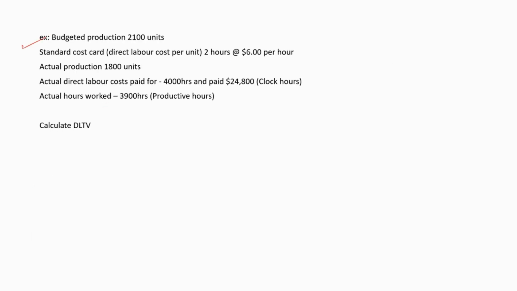Now let's do this example. As you now know, we do not consider the budgeted production units. Calculate the direct labor total variance, which is equal to standard direct labor cost minus the actual direct labor cost. What is the standard direct labor cost per unit? It is equal to 2 multiplied by 6, which is $12 per unit. We have to multiply this value by the actual units value in order to calculate the standard direct labor cost.